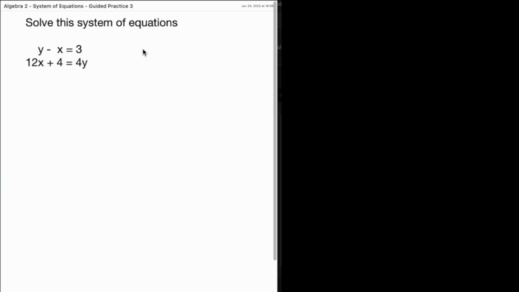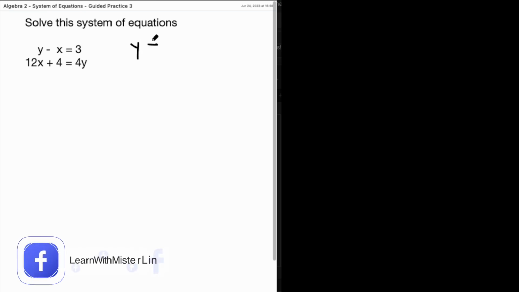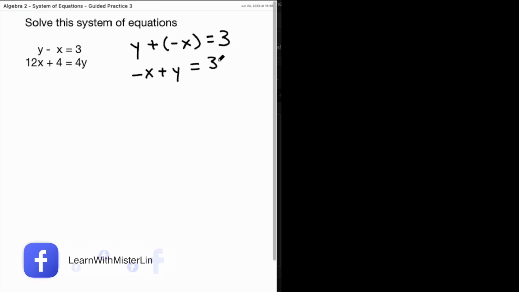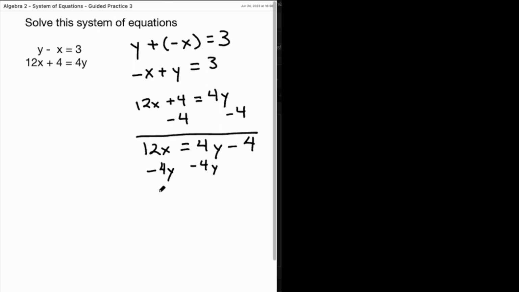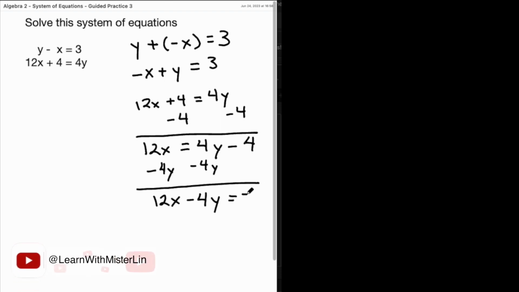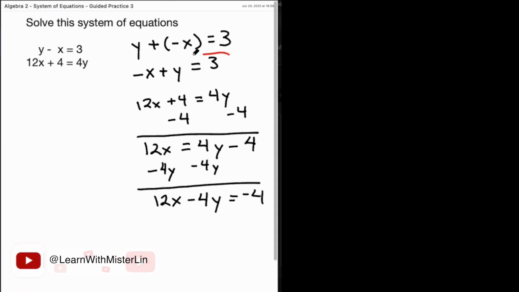I like the order of x, then y, and then my number, going from left to right. The simplest thing is to rewrite that equation as negative x plus y equals 3. Okay, so now my first equation has the right order of variables. I'm going to move my variables around for the second equation so that I end up with 12x minus 4y equals 4. So now I have two equations in which the order of the variables is the same.